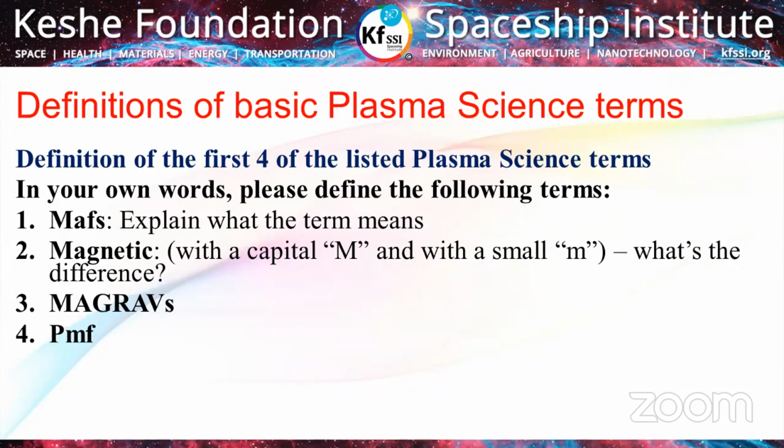On YouTube, Playboy89 says Magravs is a magnetic field interaction with other magnetic fields, and PMF gives a magnetic and gravitational field repulsion and attraction. Okay, thank you. MAFs are magnetic field strengths, the strength of the magnetic field.